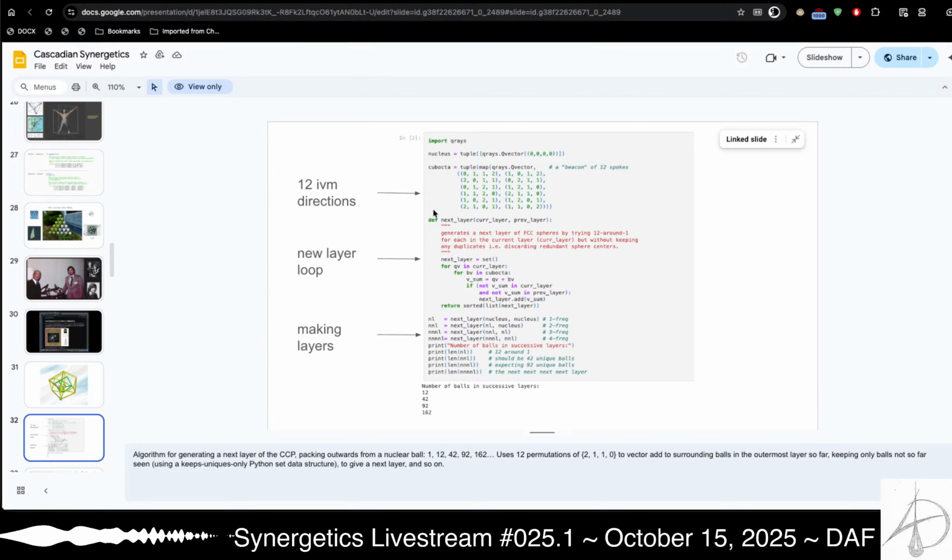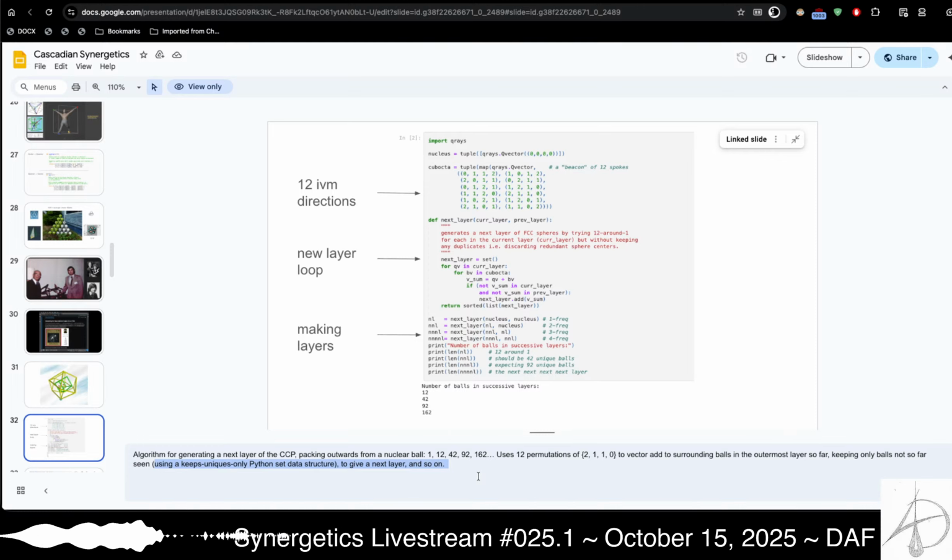Here's a Python code algorithm for generating the next layer of the CCP, the close-packed geometry, packing outwards from a nuclear ball. So 1, then the second shell has 12, third shell 42, 92, 162. Those are familiar to the nuclear chemists out there. It uses the 12 permutations of 2, 1, 1, 0, mentioned on the previous slide, to vector add to the surrounding balls in the outermost layer so far, keeping only the balls not so far seen, using a keeps-unique-only Python set data structure to give a next layer, and so on.